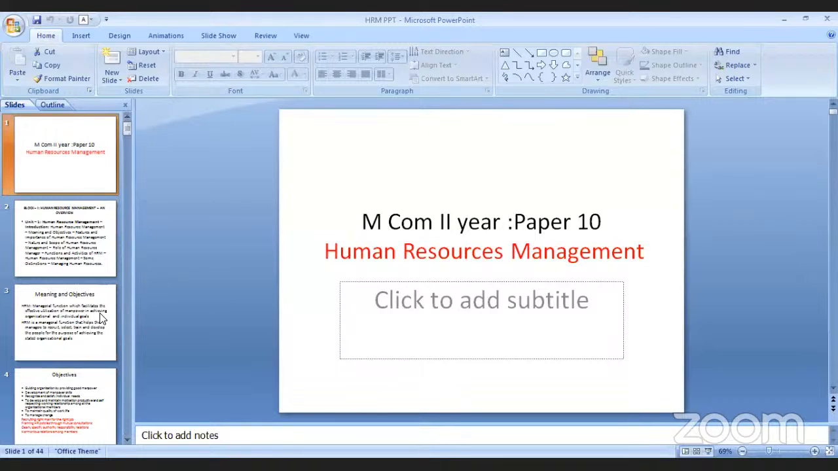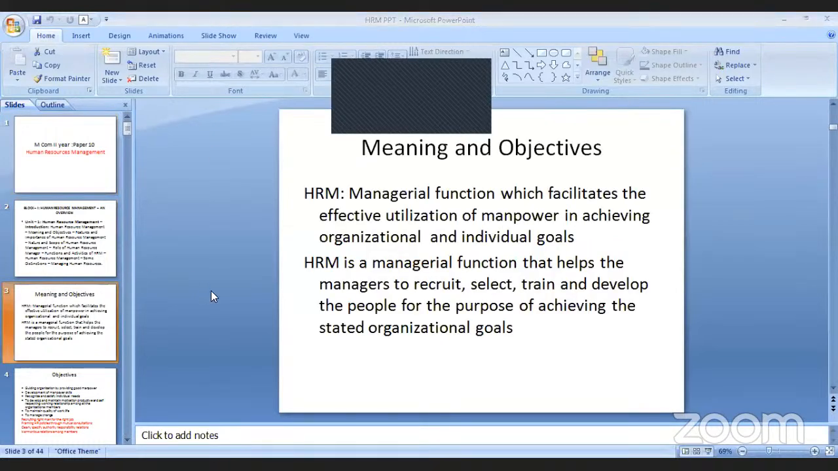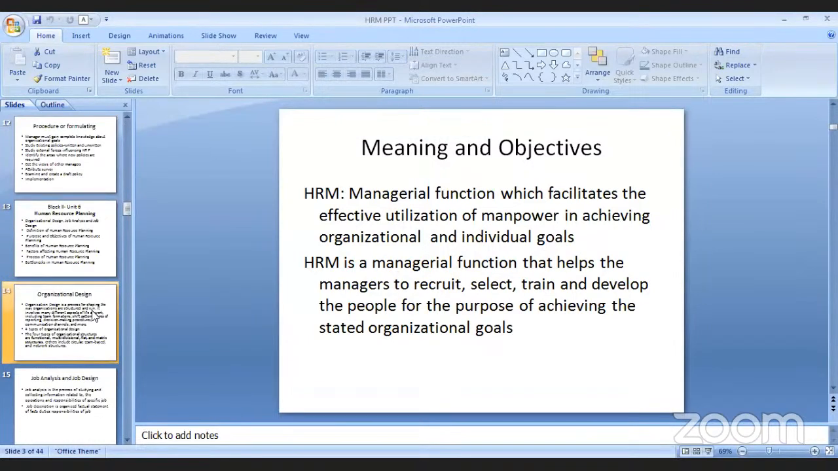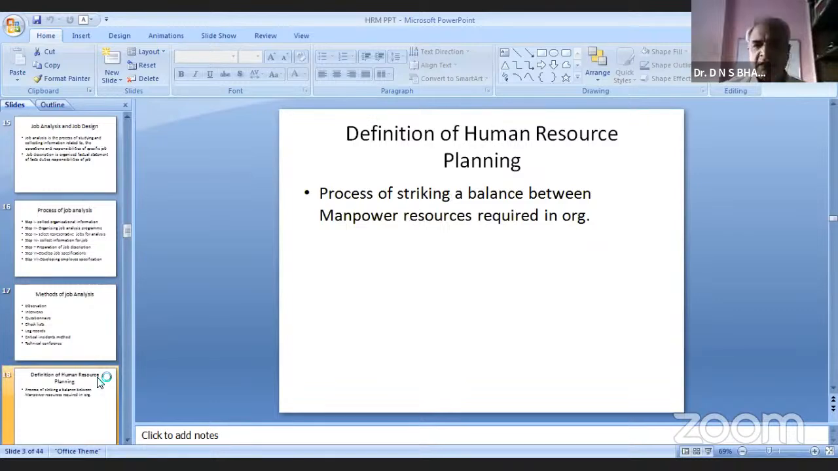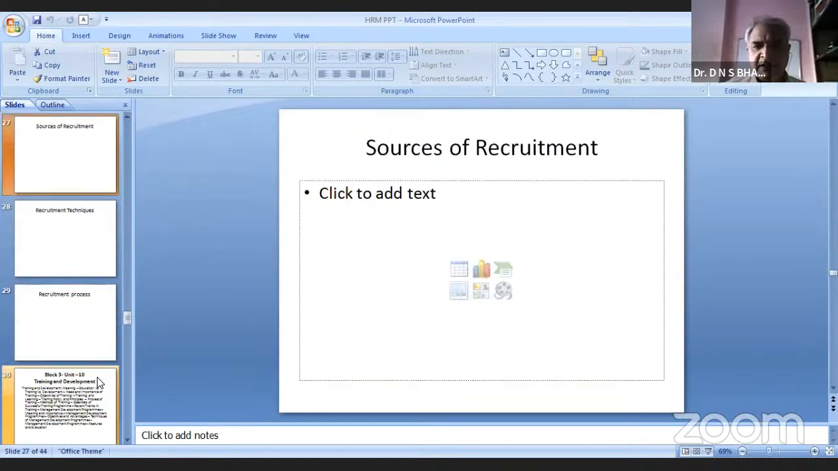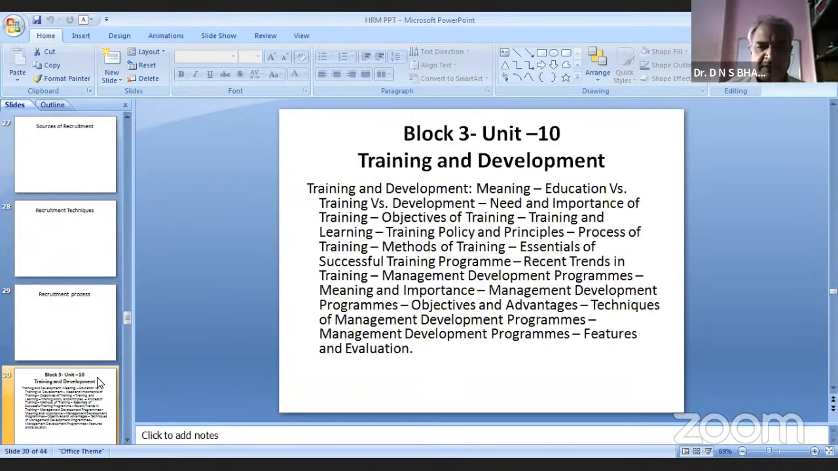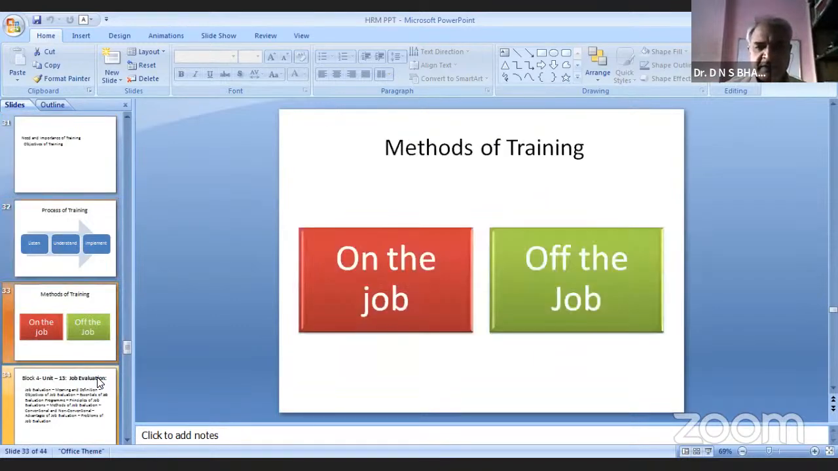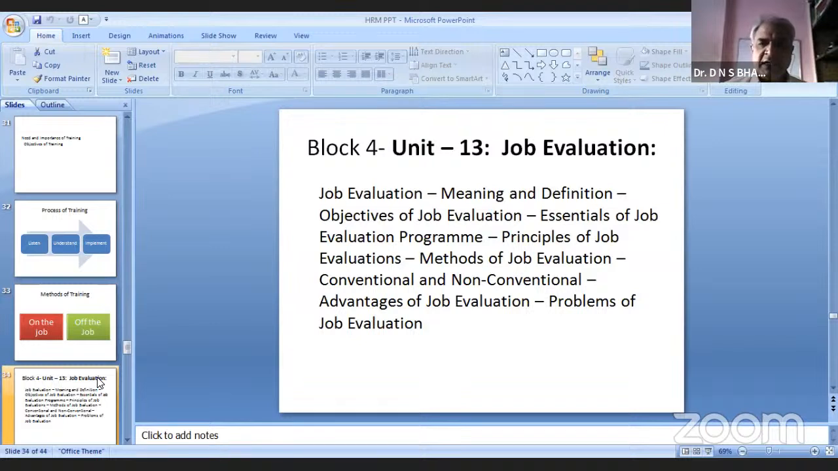Right. So these are the various topics we have already discussed in the previous classes: meaning and objectives of HRM, definition of the process of performance appraisal, features of HRIS, recruitment, sources of recruitment, recruitment techniques, recruitment process, process of training, methods of training, and job evaluation. These are the various important elements to be understood in this class. Let us briefly sum up, and then proceed further. Instead of going for the performance appraisal now, let us go by the topic of job evaluation for today.